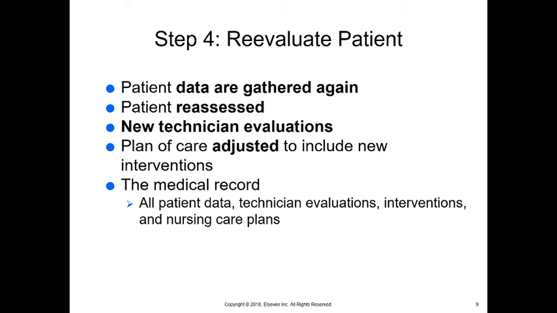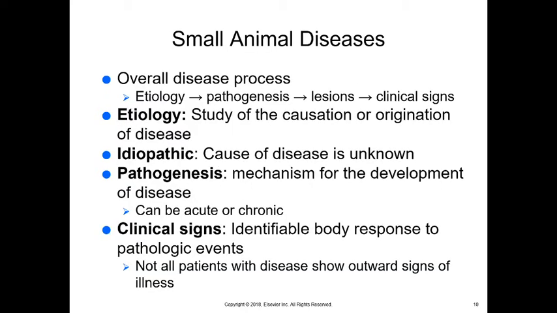We're going to reassess the patient, so we're going to do another physical exam. We may make new technician evaluations, and then we're going to do a plan of care that's adjusted to include the new data with the new interventions. All of this is going to go in the medical record so that it has actually occurred and happened.